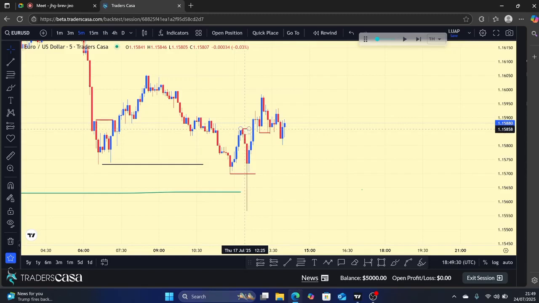Once you have identified that change of character, everything else just resets to normal. You just need to identify your inducement. Then once the inducement is taken out, of course, you identify your order flows and order blocks, and keep on executing as usual. Exactly right here, you can clearly see that price created this pullback, and price retraced back and took out that inducement, and in this case, this one here is the order flow.